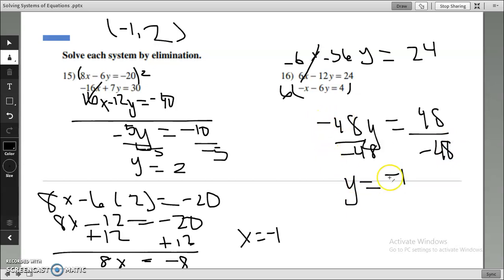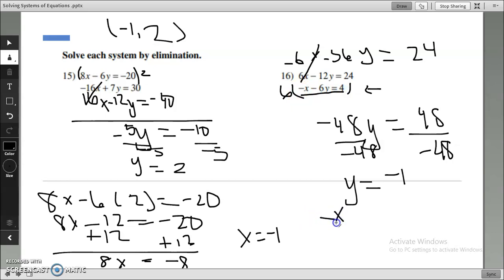Now I need to go back and find my x. So I'm going to choose the bottom one. Now I could plug it in the top one that I manipulated, or the one that was originally there. I'm going to use the one that was originally there. Doesn't matter which one, I'm going to get the exact same answer for both, but this one looks easier to manipulate. So I'm going to choose that one.